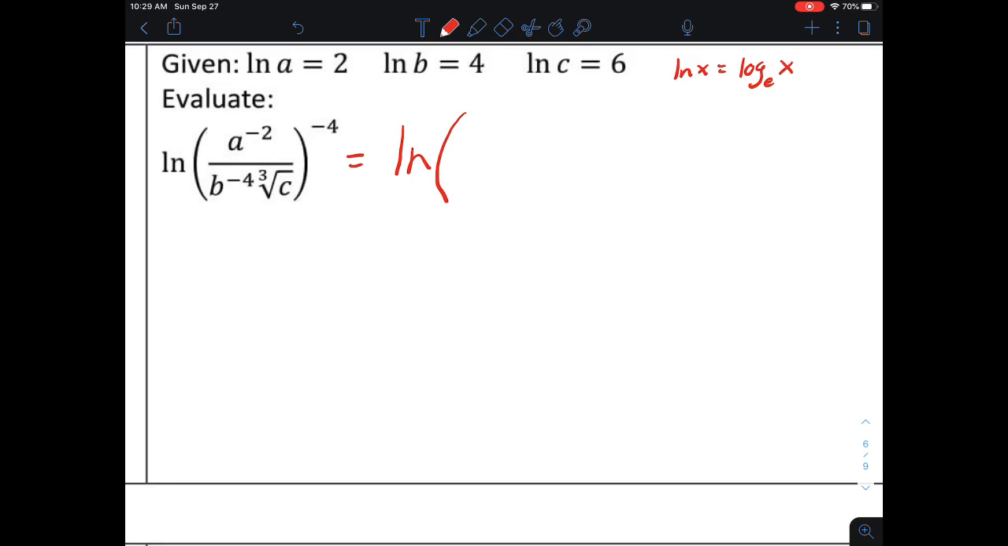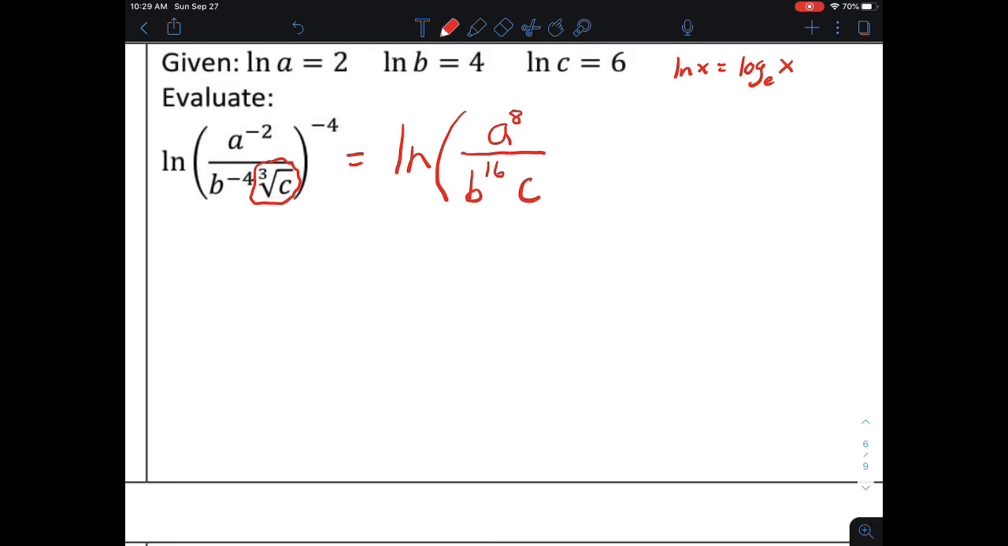So I'm going to apply that exponent negative 4 to everything on the inside. That gives me a to the positive 8 power on top, over b to the positive 16. Now, I have this c. I've got to figure out the exponent of the c here. Well, c is inside the cube root, so I've got the cube root of c. Now, remember, the cube root is the same thing as c being raised to the 1/3 power. So 1/3 raised to the negative 4 makes it c to the negative 4/3, because I've got to multiply them together.